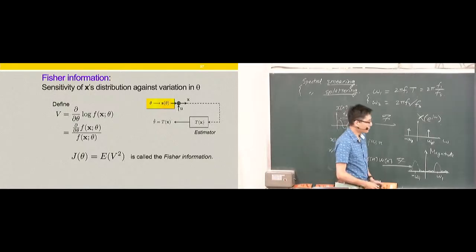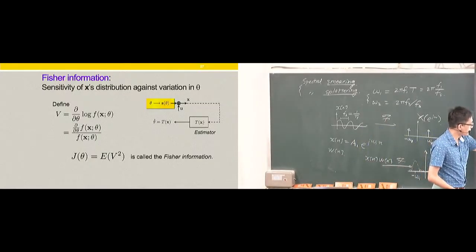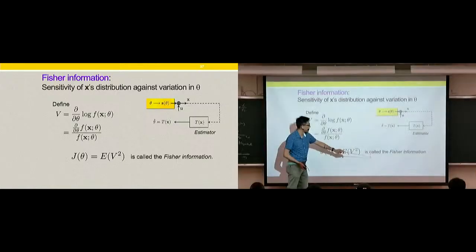Okay. And it turns out this J thing here is going to be parameterized. J is a function of theta. It's called Fisher information.